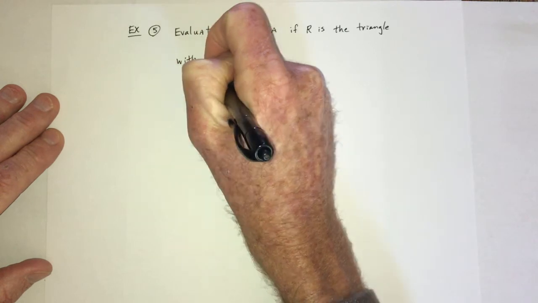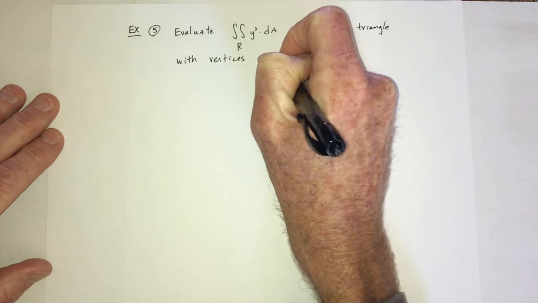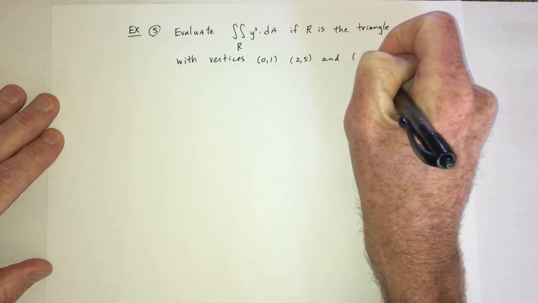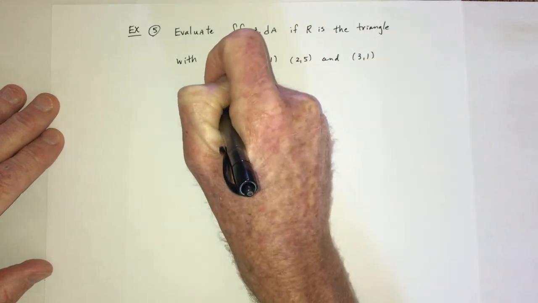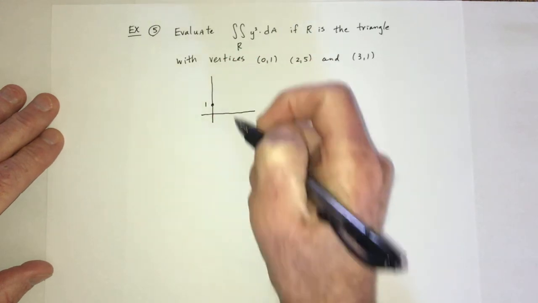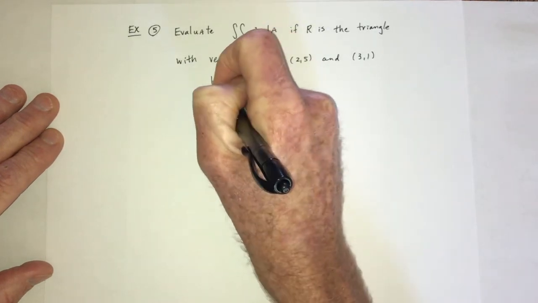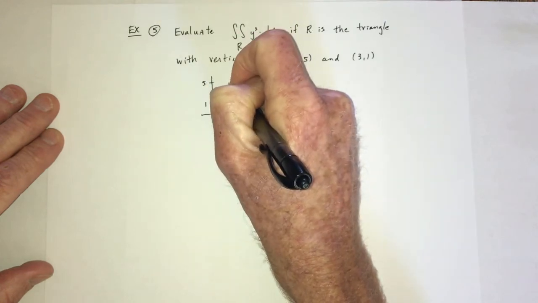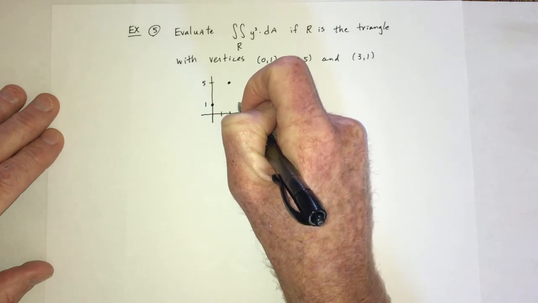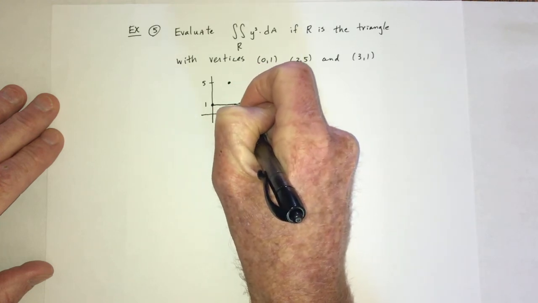with vertices (0, 1), (2, 5), and (3, 1). So let's see what that looks like. (0, 1) would be right here. (2, 5) would be approximately right here. And then (3, 1) would be right here. So this is the triangle that's being talked about.